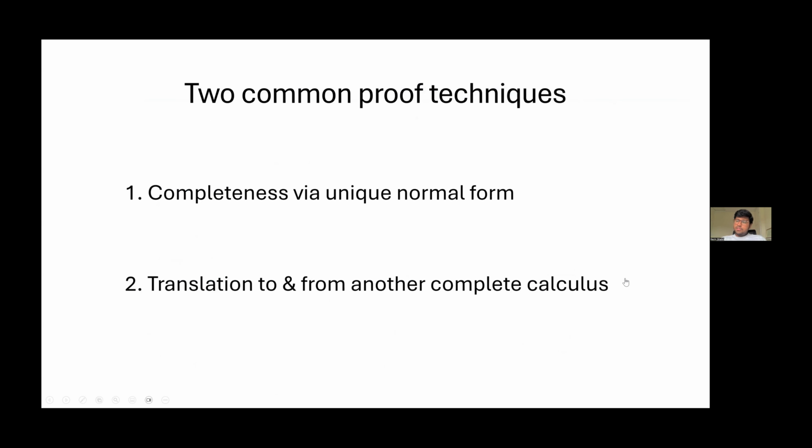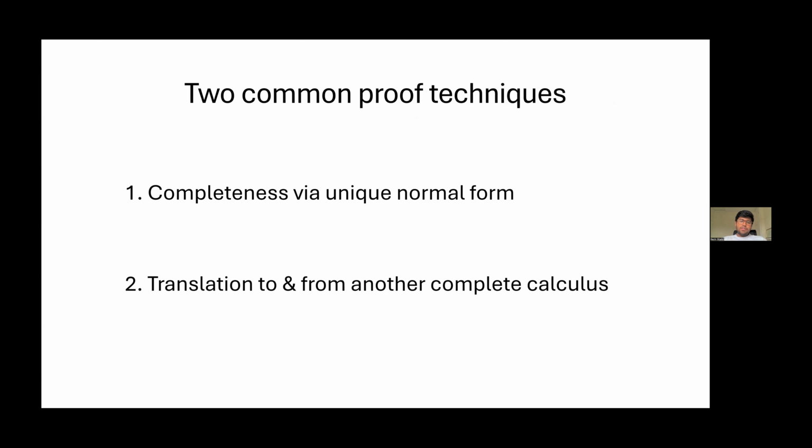So there are two common approaches that people take when proving completeness. The first is completeness via a unique normal form. In this approach, you first show that there is a normal form, and that normal form is unique. And then you show that every diagram can be reduced to this normal form. So that implies that if you have two diagrams that are equivalent, then they can be reduced to the same unique normal form, which means you can prove that they are equal.